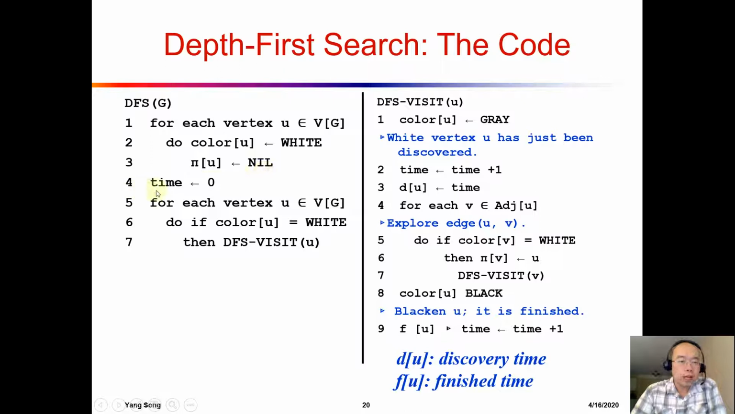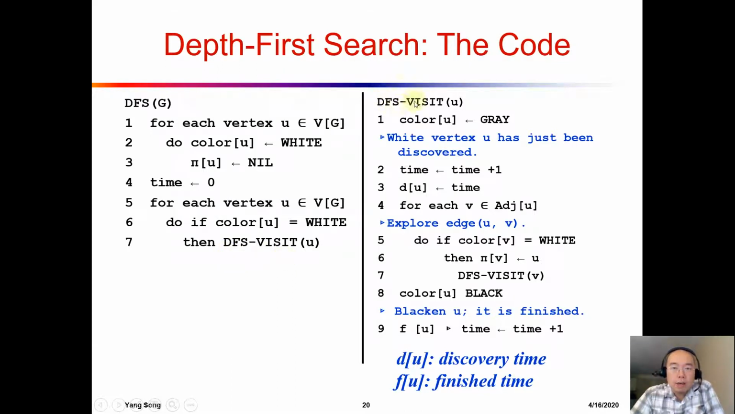After that, we will initialize a timer, and this timer will help us keep a record of the time when we start visiting a node and when we finish visiting the node. And after that, for each of the vertices u, if its color is white, we want to do a Dfs visit, and this brings us to the second function.